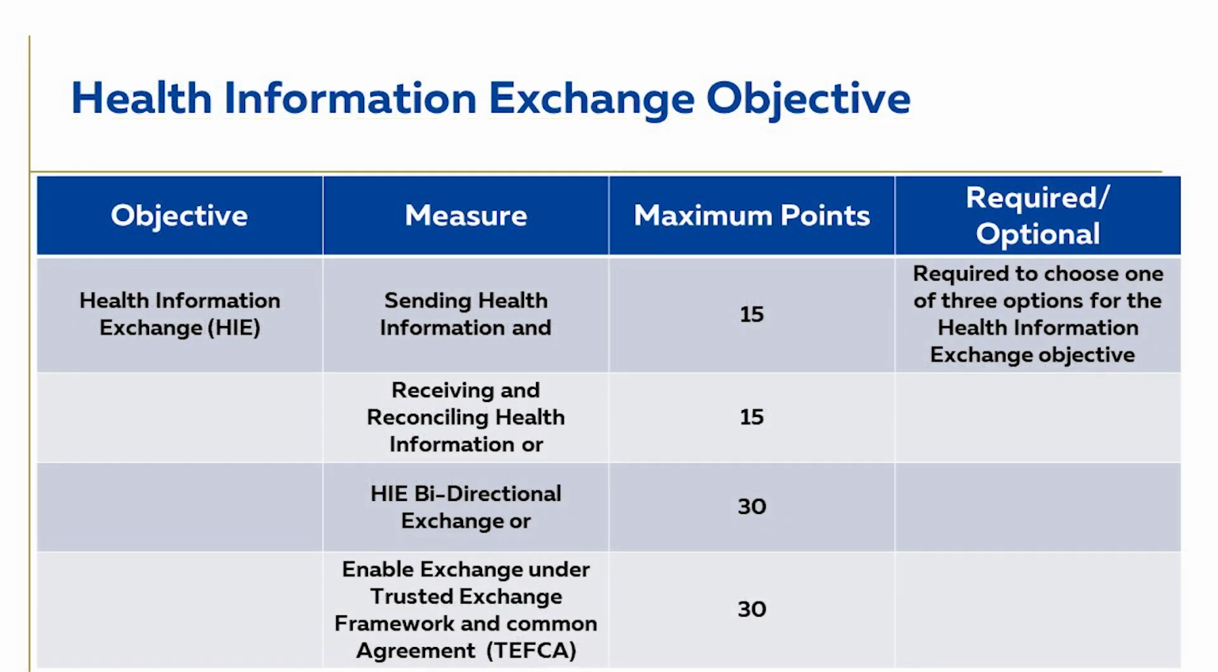Health Information Exchange Objective. There are 3 options to choose from underneath the Health Information Exchange Objective. You can choose Sending and Receiving Information, which is Measure 1 and 2 listed in the table for a combined score of 30 points. Or you could select the HIE Bidirectional Exchange for 30 points, or enable exchange under a Trusted Exchange Framework and Common Agreement measure for 30 points. You are required to choose one of these 3 options.